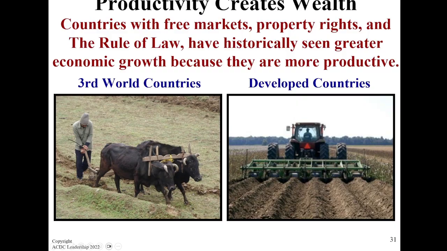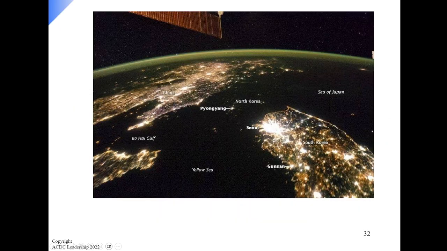So productivity creates wealth. You'll notice that newly developed countries, like for example countries in Africa, were all decolonized after the Second World War. So they're still developing, so their economies might not be as great as, for example, Britain. They've never been colonized, and they've had plenty of time to develop. So countries with free markets, property rights, and the rule of law have historically seen greater economic growth because they're more productive.